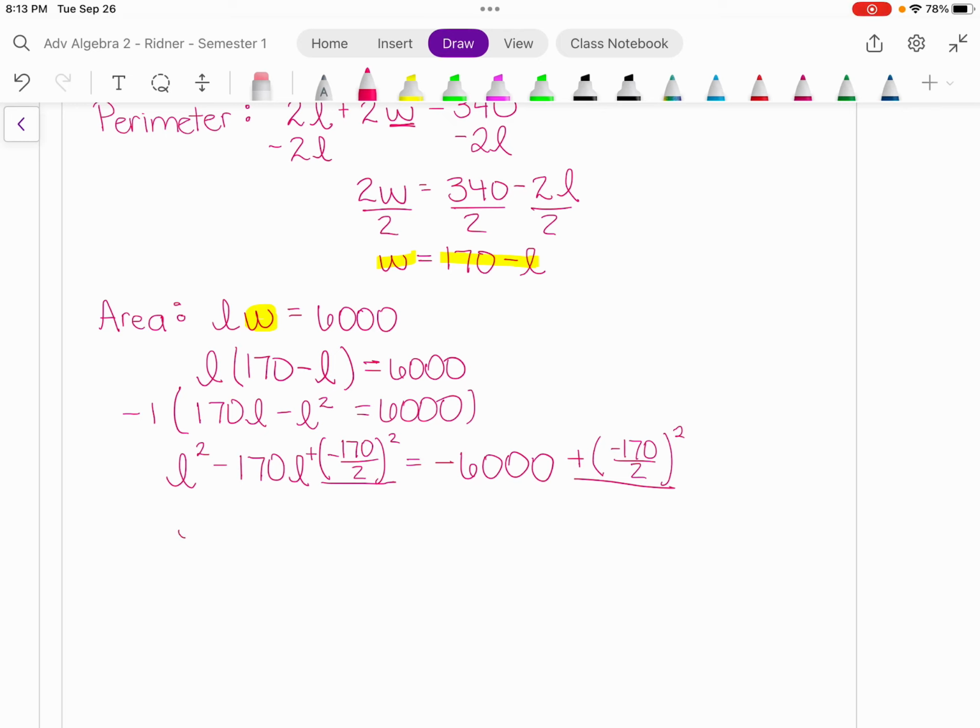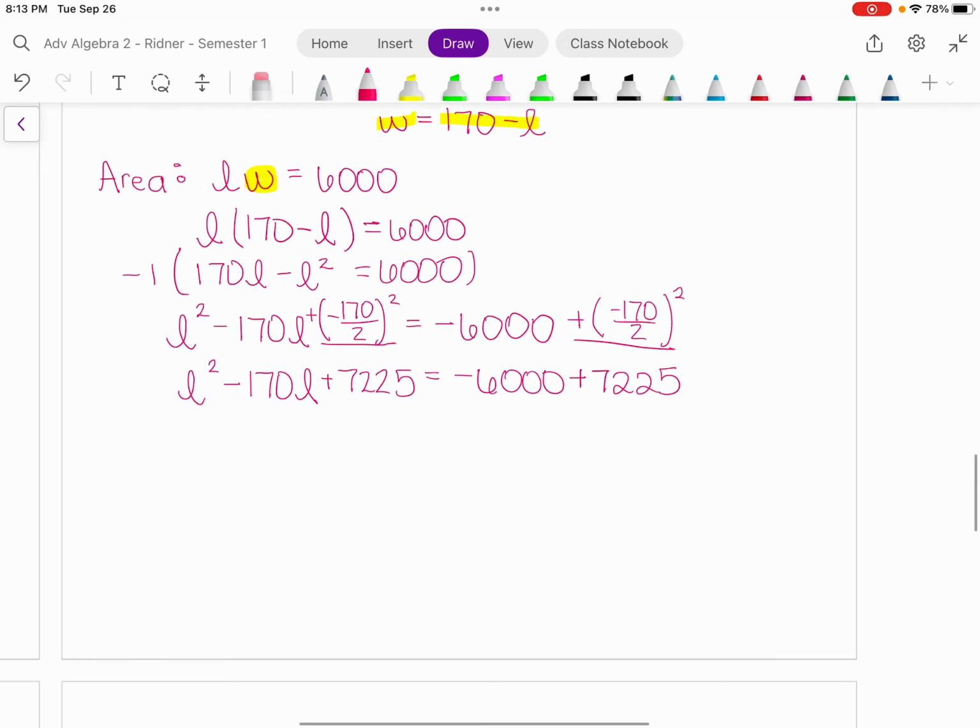And that would be, you can type that in your calculator. I just happen to already know the answer is 7,225. And I'm adding that to both sides. I'm getting there, guys. I know it's a long one.